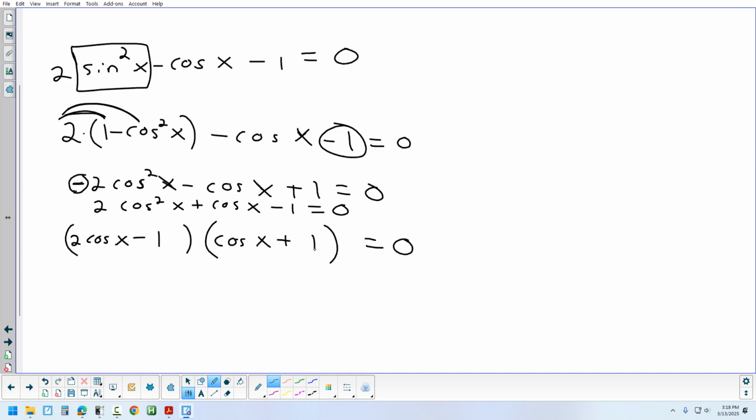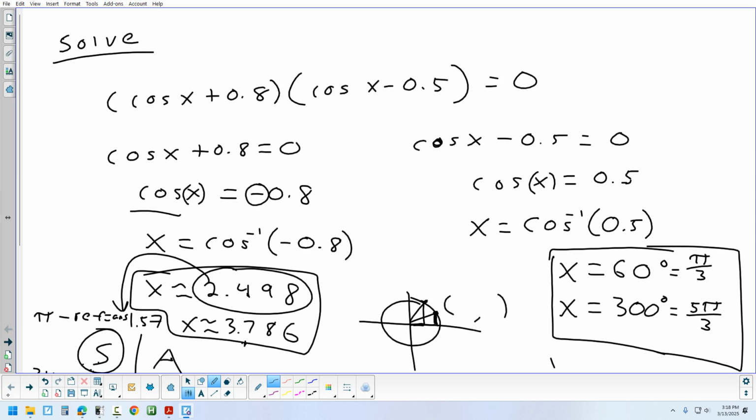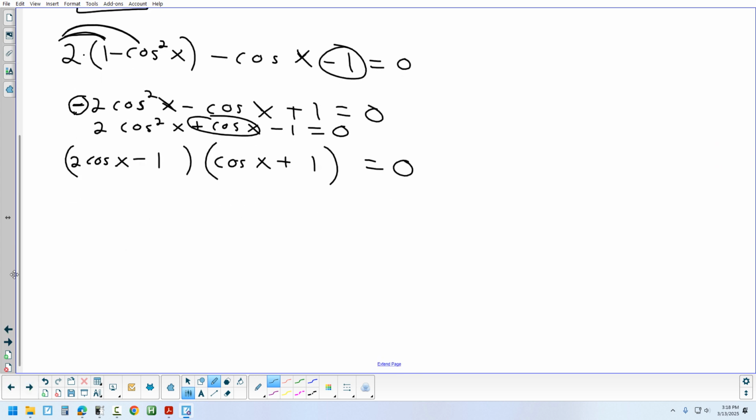Okay, let's check that. That's 2 cosine squared. 2 cosine times 1 is 2 cosine. What's 2 cosine take away 1 cosine? That's cosine, and that's exactly what was in the middle. So we have factored it correctly. Now, this problem is at the same stage as that problem. You would take each factor and set them equal to 0. So you'd have cosine x equals a half, and cosine x equals negative 1.